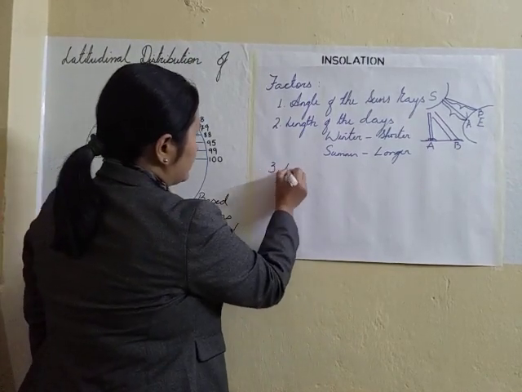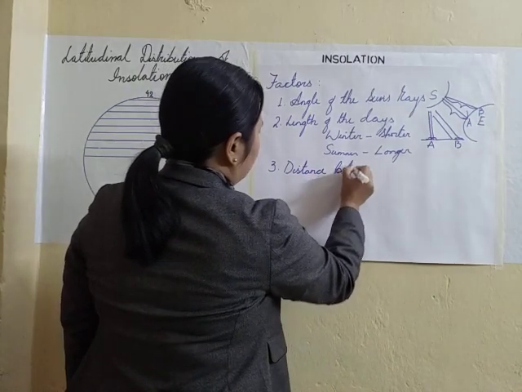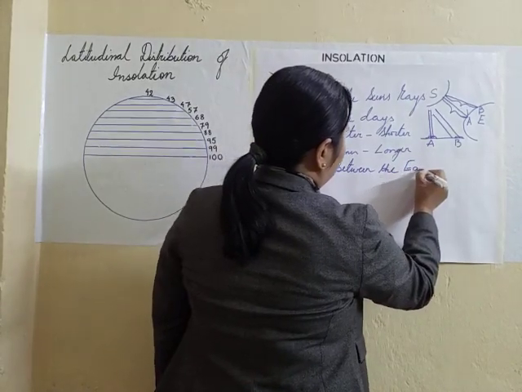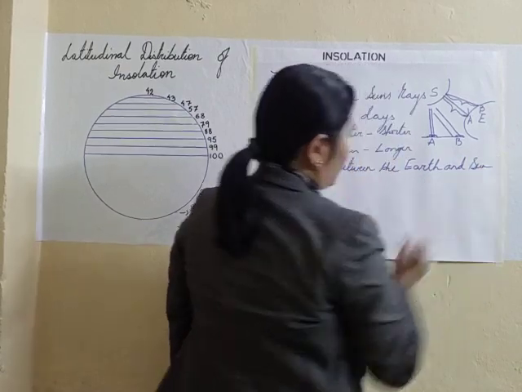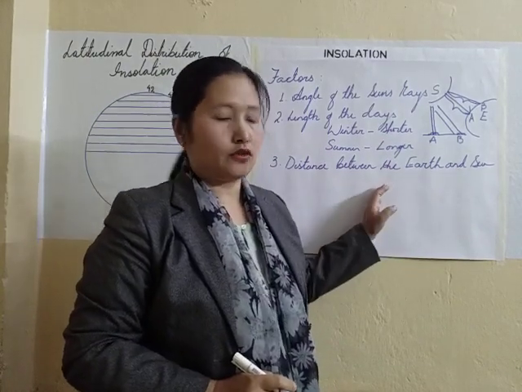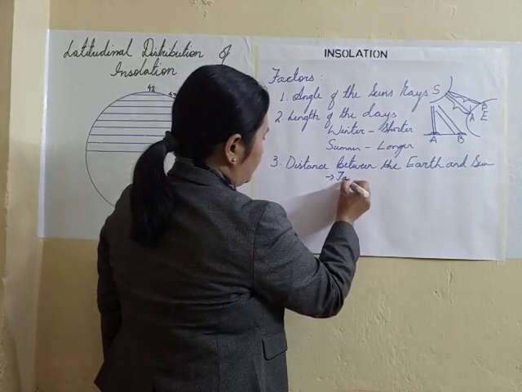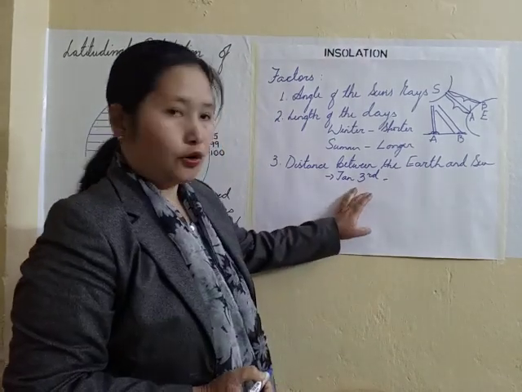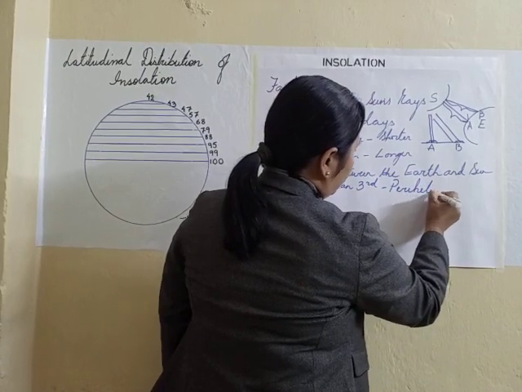Now third, it's distance between the earth and the sun. Now it seems to us that the earth and the sun are at equal distance all throughout the year, but there are two periods in a year. One is on 3rd January, where the sun is closest to the earth. That phenomenon is known as perihelion.